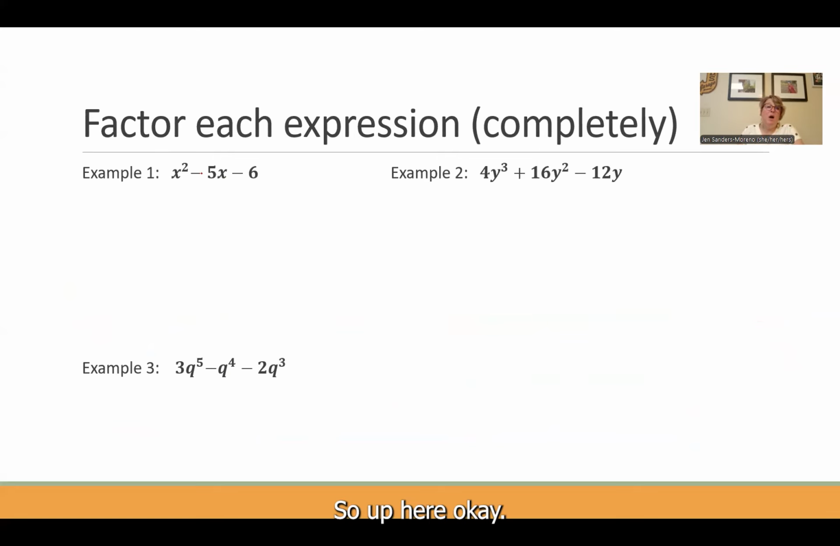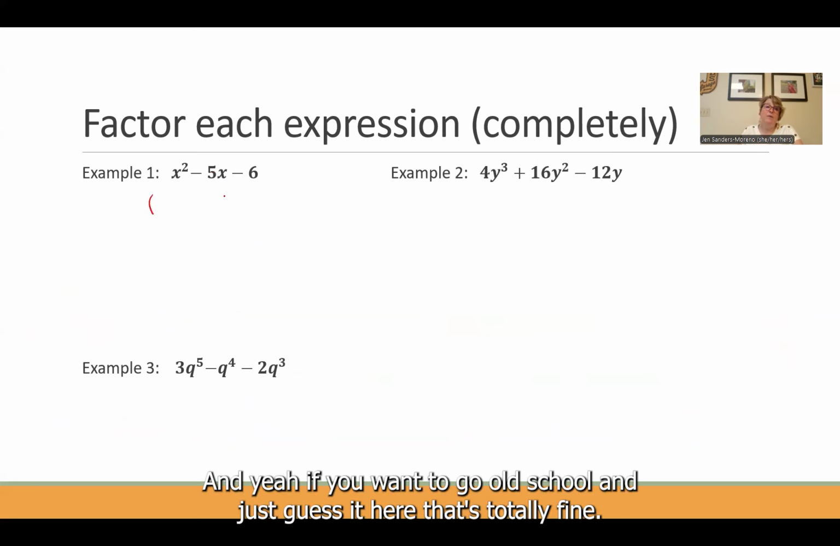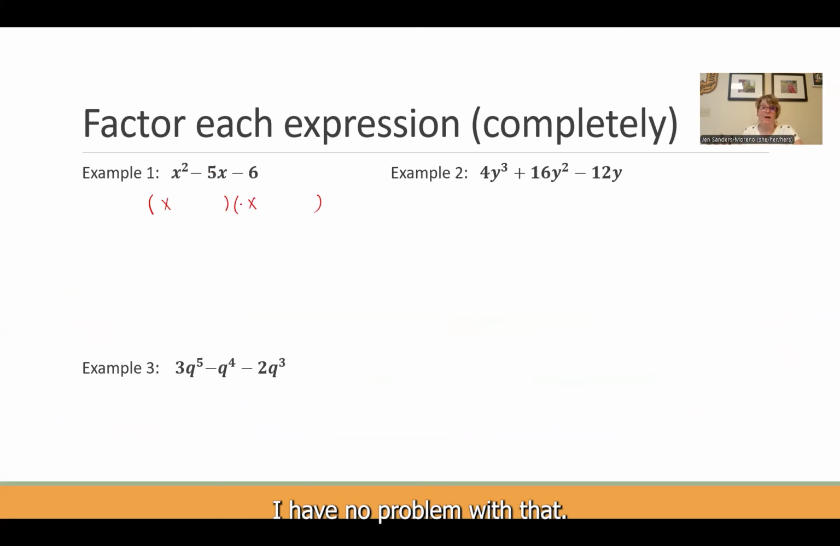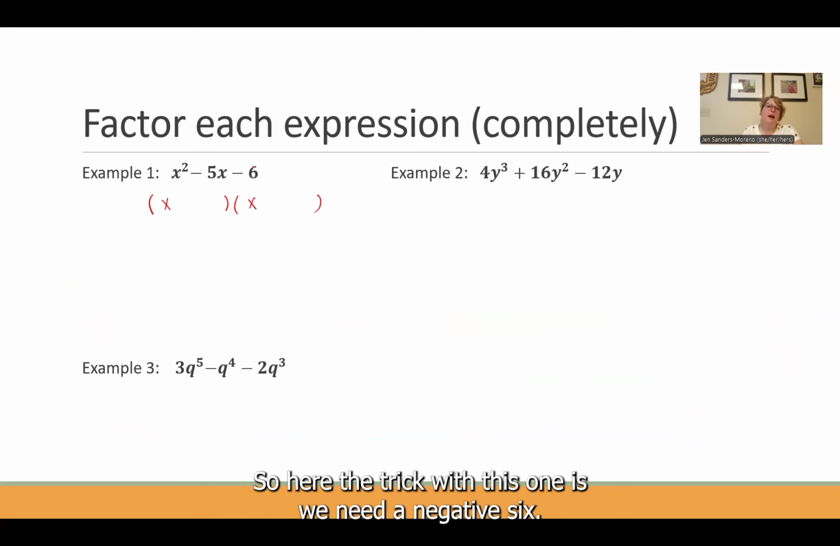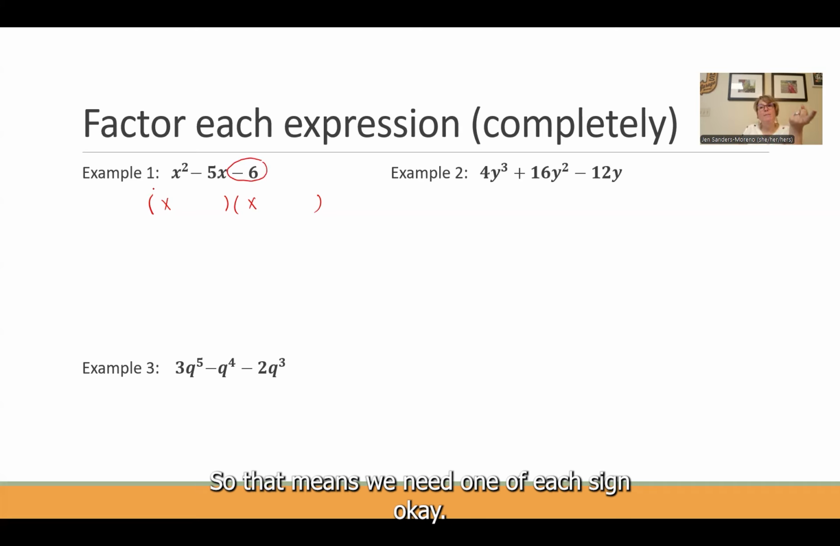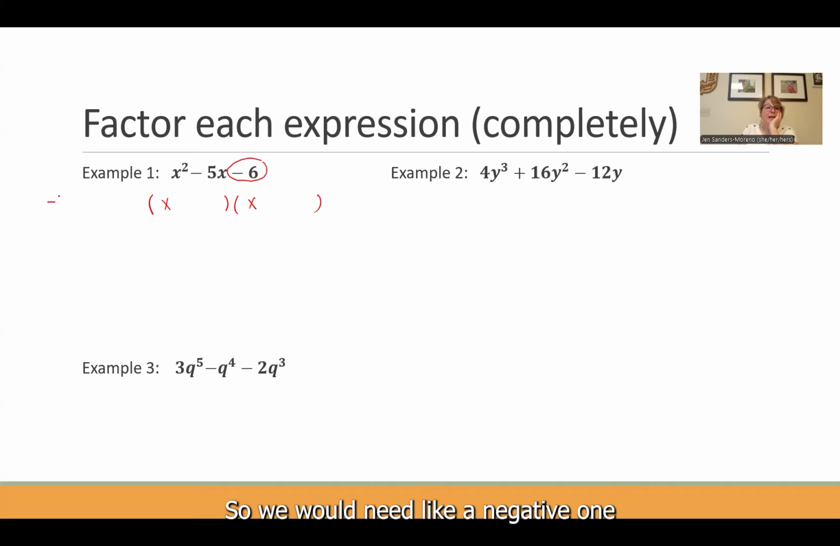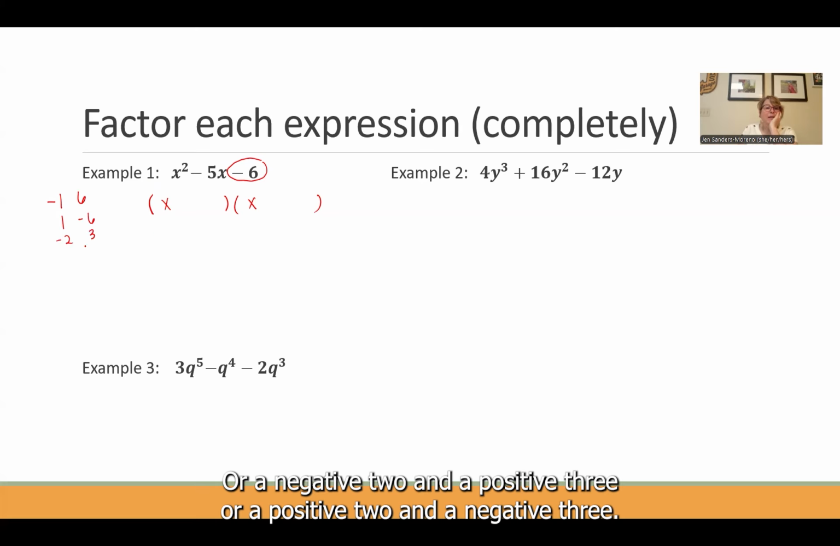Okay, so up here, and yeah, if you want to go old school and just guess it here, that's totally fine. I have no problem with that at all, because that's the way I do it. So here, the trick with this one is we need a -6. So that means we need one of each sign. Okay, so we would need like a -1 and a +6, or a +1 and a -6, or a -2 and a +3, or a +2 and a -3.